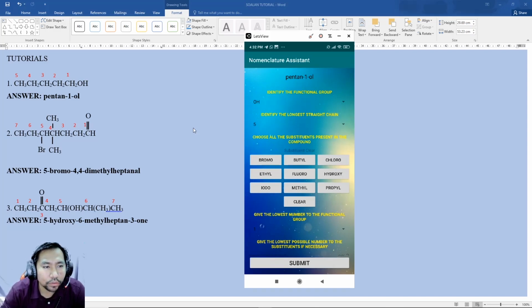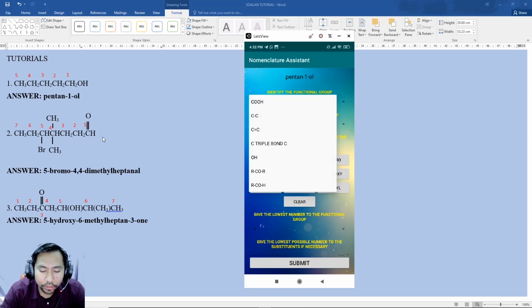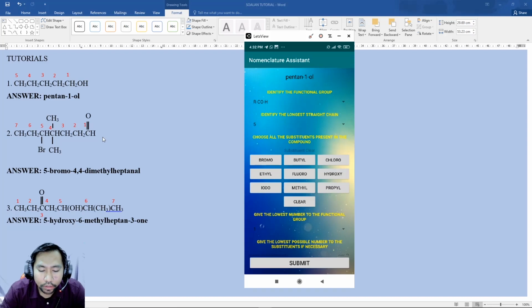For question number 2, the functional group is C double bond O, carbonyl, which represents the aldehyde group. So to identify the functional group, we choose RCOH, this is for aldehyde. Identify the longest straight chain. There are 7 carbons in the parent chain. Then we choose all the substituents. There are 3 substituents: bromo, which represents Br, bromine; CH3 represented by methyl; and another methyl. So there are 2 methyl.